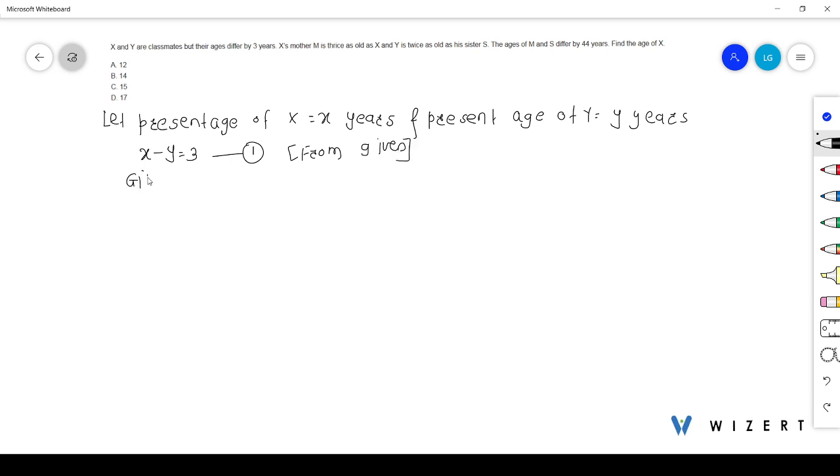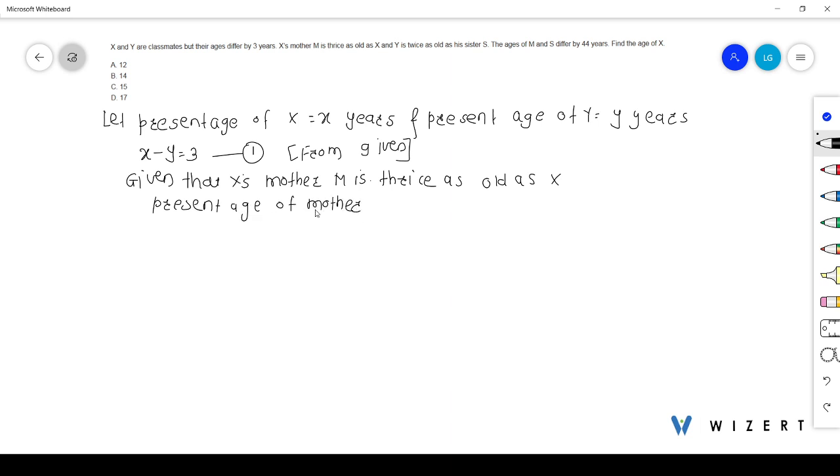Also we are given that X's mother M is thrice as old as X, that is, the present age of mother M is 3 into the present age of X, that is 3x.